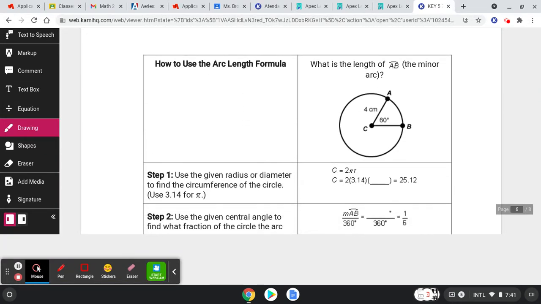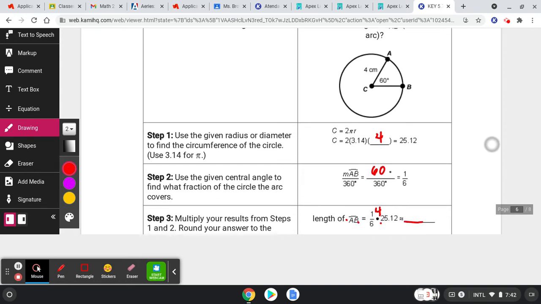All right, how to use this arc length formula. Notice we're going to need the entire circumference. In this case, the radius is 4. Do you see it right here? So here it is, 2 pi r. This gives us the whole circumference, but we don't want the entire circumference. We only want 1/6 of it, a part of it. So what exact part? It's 60 out of 360, or 1/6 of it.